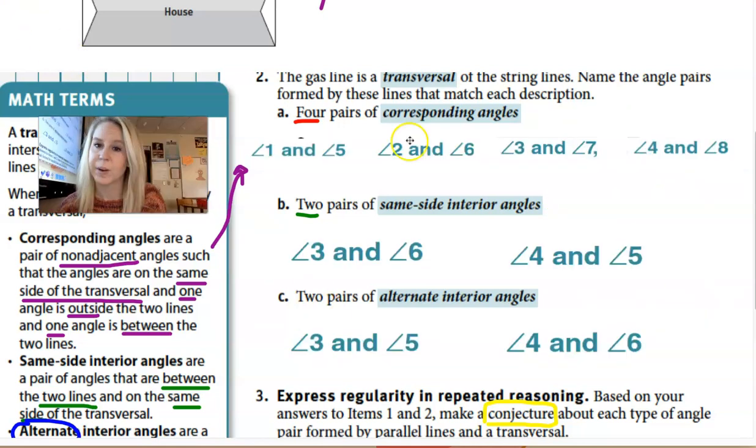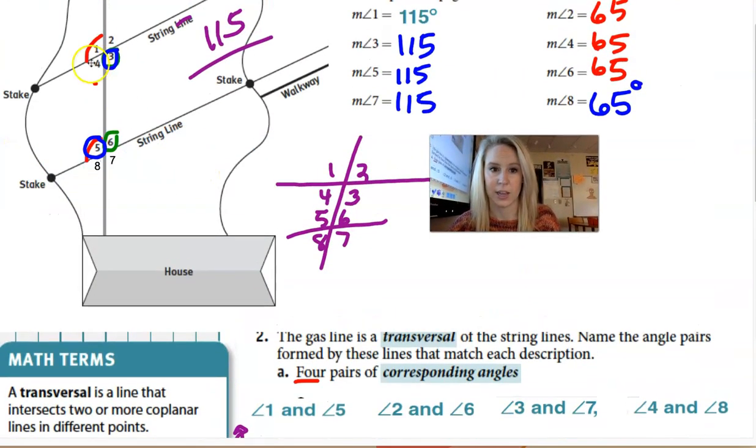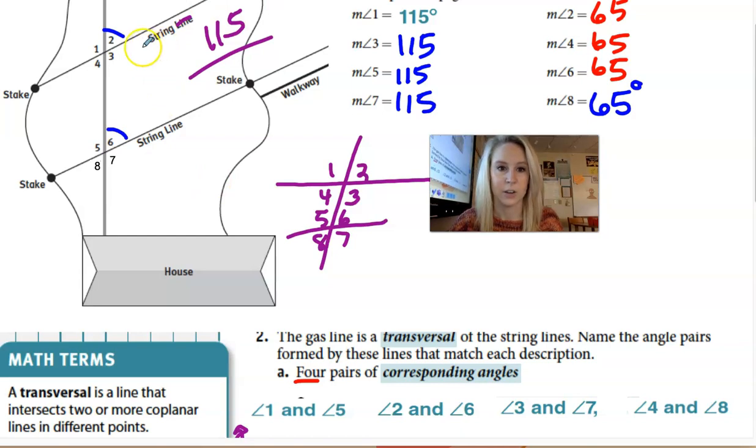All right, so the other 3 pairs of corresponding angles would be 2 and 6, 3 and 7, and 4 and 8. I'll talk about that real quick. Corresponding is a tricky one because nothing is given away in the definition. So you've got 2 and 6. They're on the same side, one on the inside, one on the outside. 3 and 7, same side, 3's on the inside, 7's on the outside. 4 and 8, again, 4's on the inside, 8's on the outside, they're on the same side. So corresponding is by far the trickiest one to keep straight in your brain.